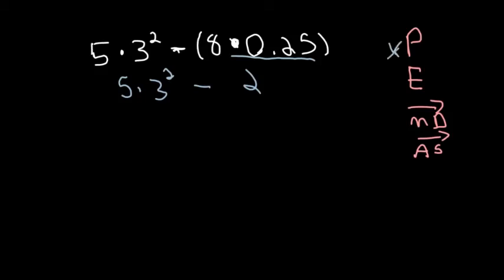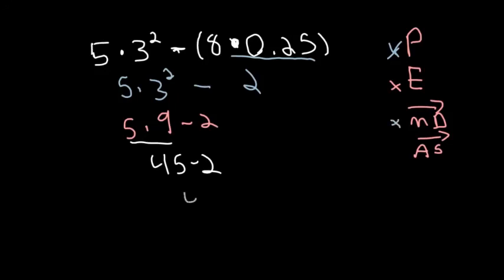Next I need to do my exponents. So I do 3 squared, that means 3 times 3, which is 9. So now I have 5 times 9 minus 2. So I've taken care of my exponents. Next I do my multiplication and division. I don't have any division, but I do have a multiplication. The first one is 5 times 9. 5 times 9 is 45 minus 2. And then the last thing I do is my addition and subtraction. So 45 minus 2 would be 43.